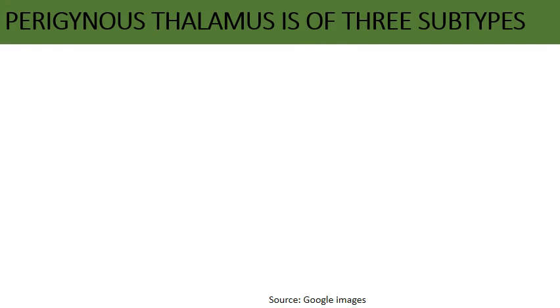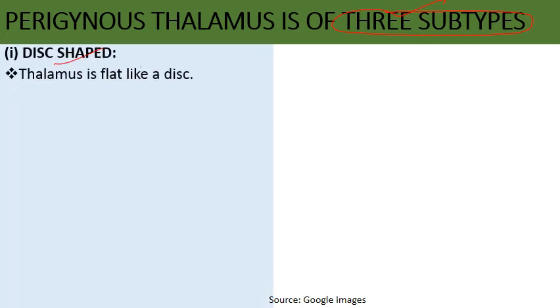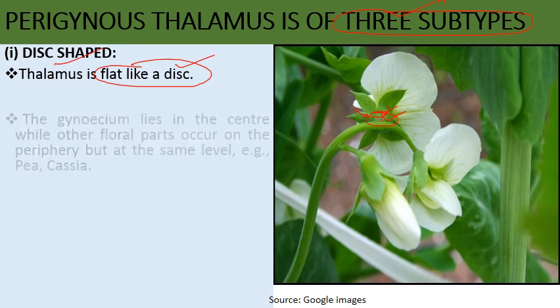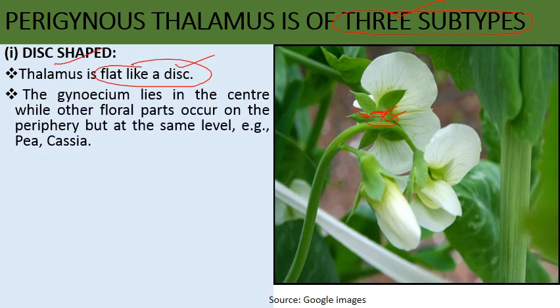Next, perigynous thalamus is of 3 subtypes. जो perigynous thalamus होता है वो 3 different तरह का है. First one is disc shaped. Thalamus is flat disc-like. इस केस में जो thalamus होता है flat disc-like होता है, and it is found in case of pea flower. इसमें जो thalamus होता है it is disc-like, और जो floral organs है वो इसके margin से arise होते हैं, except carpel जो कि center से arise होता है thalamus के. So the gynoecium lies in the center.